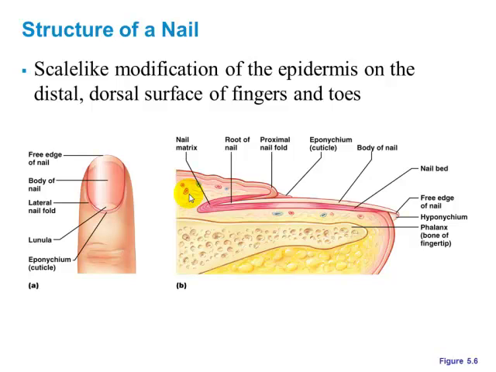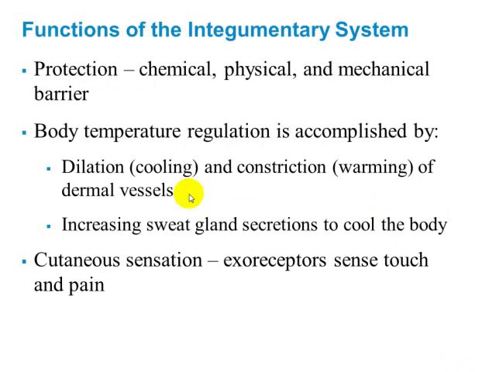Now, nails, fingernails and toenails, are protective. In terms of evolution, they were important in a period in time when we needed to dig and fight and scratch. So anyways, let's just go over some of the general functions of the integumentary system. We've mentioned these throughout the lecture in terms of the different parts.